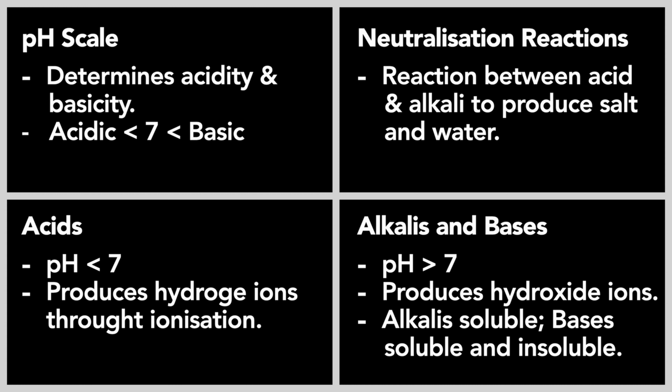The pH scale stands for potential hydrogen and is a metric to determine the acidity and basicity of a substance. Acids are substances with a pH lower than 7 and produce hydrogen ions through ionization when dissolved in water. Alkalis are soluble, and bases are both insoluble and soluble. Both are substances with a pH higher than 7 and produce hydroxide ions when dissolved in water. Neutralization reactions are reactions between acids and alkalis to produce salt and water.